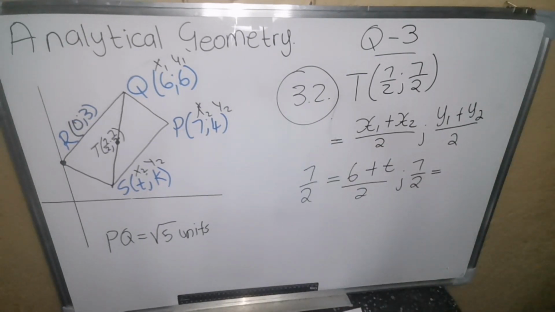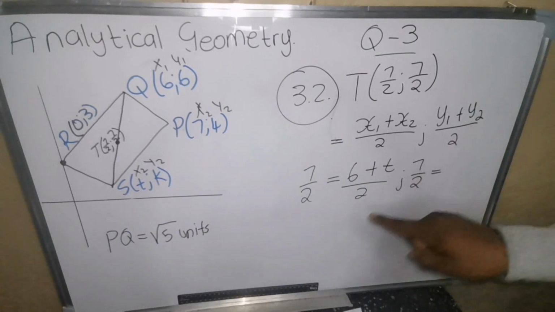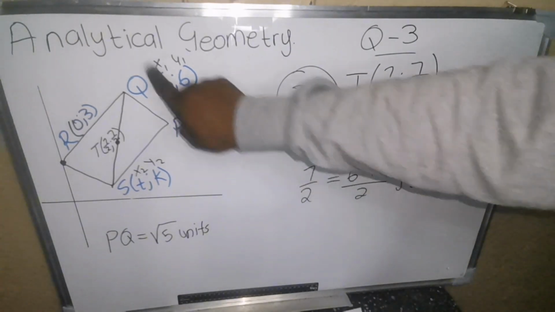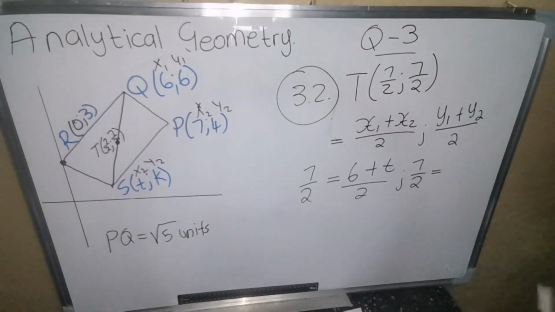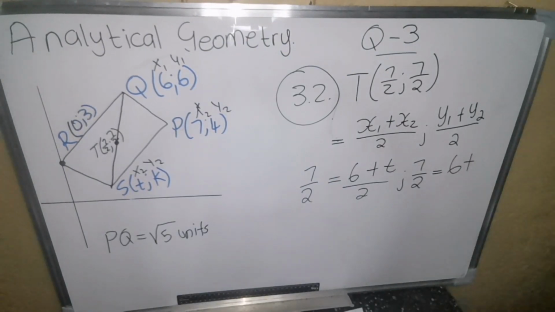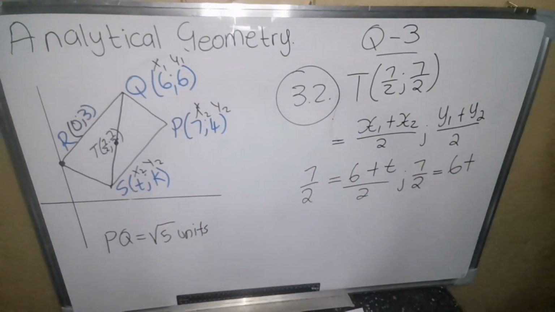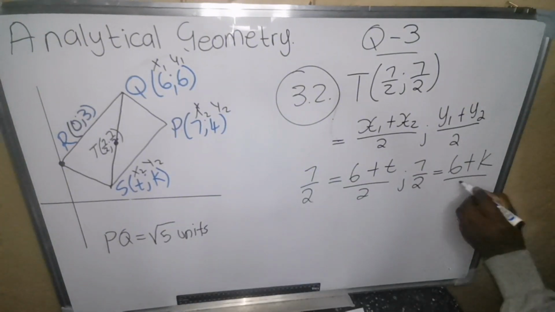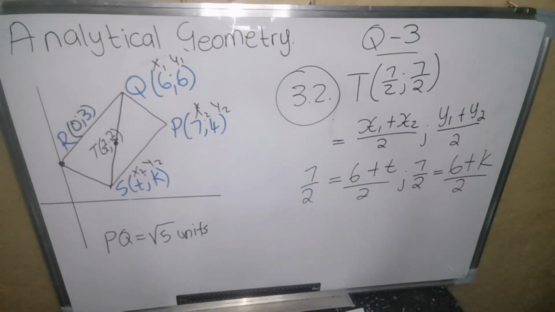Apologies guys. What is it in here? Oh, y1 is 6, as in QS. Y1 is 6, plus y2 is k, over 2. Therefore now at this stage you must solve for t and solve for k.